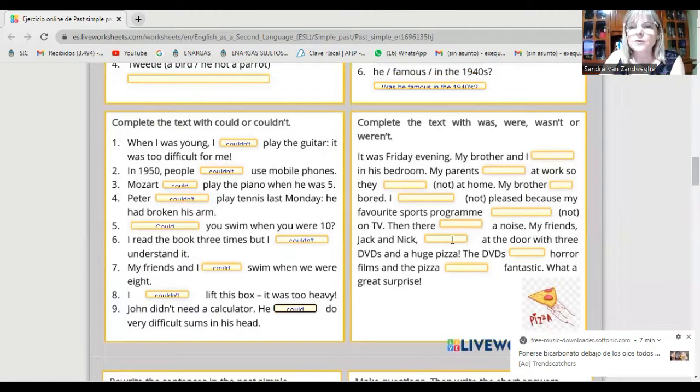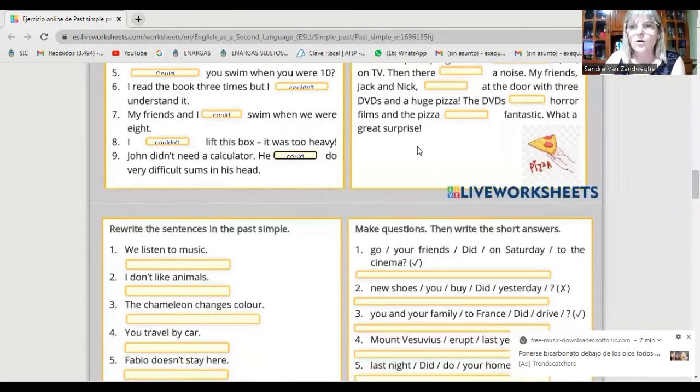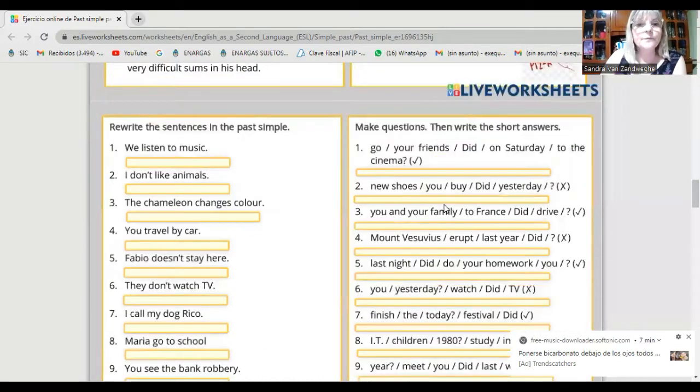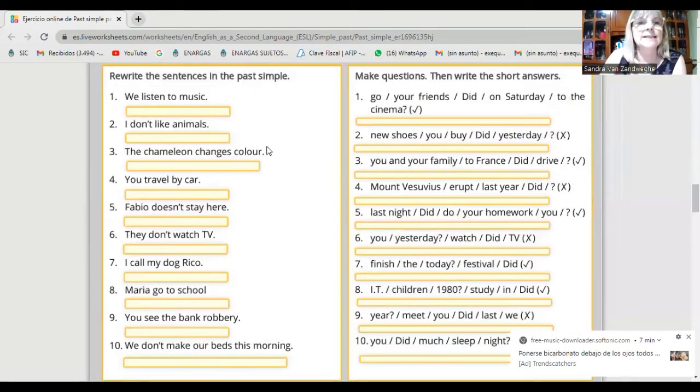Ok, les voy a dejar a ustedes para que completen, aquí con was, were, wasn't or weren't. Vamos a otro, es bastante extenso, pero es muy bueno para que ustedes después lo hagan en su casa antes de que nosotros pasemos a otro tiempo verbal. Rewrite the sentences in the past simple. Este también es fácil. ¿Qué teníamos que hacer?